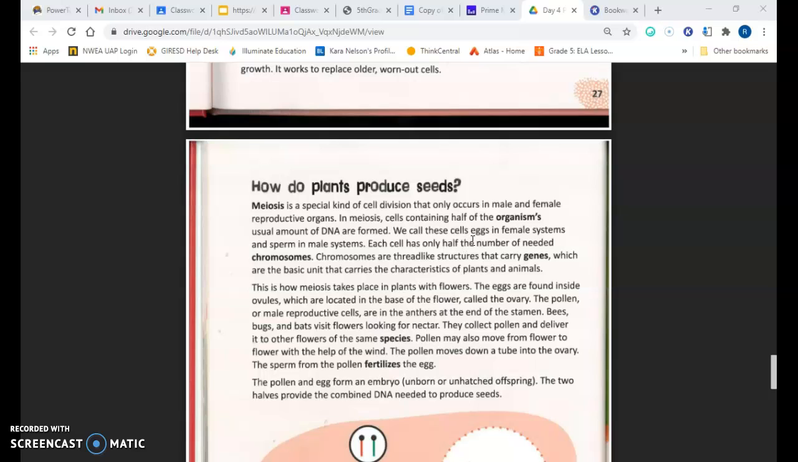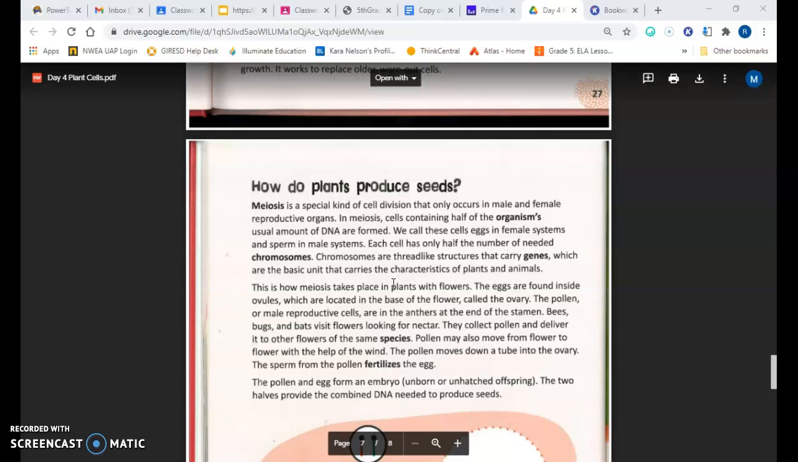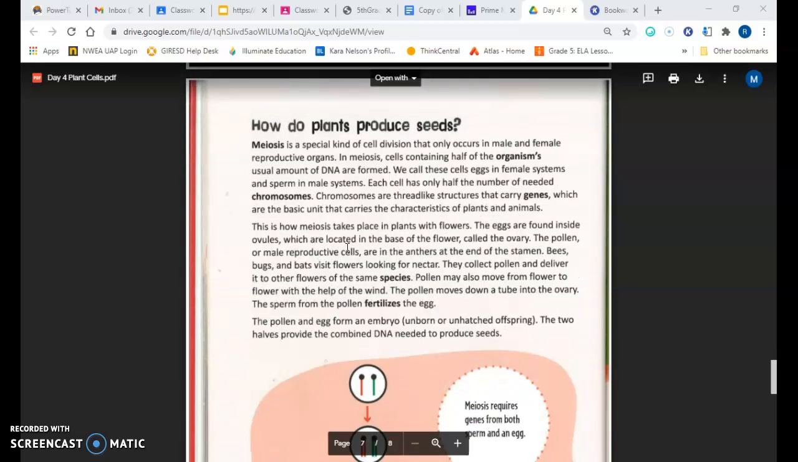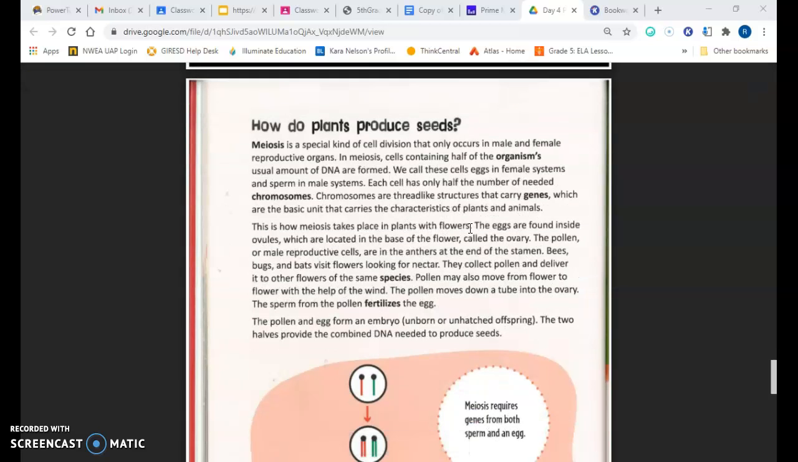Each cell has only half the number of needed chromosomes. Chromosomes are thread-like structures that carry genes, which are the basic unit that carries the characteristics of plants and animals. This is how meiosis takes place in plants with flowers.